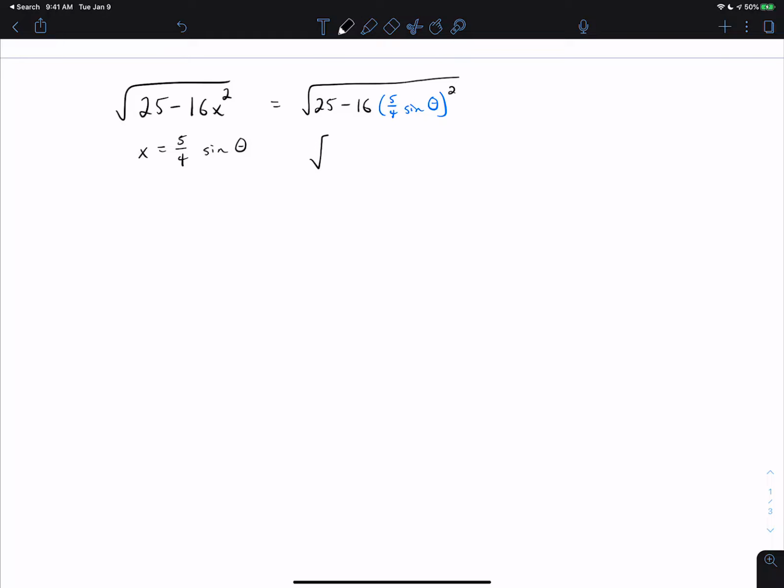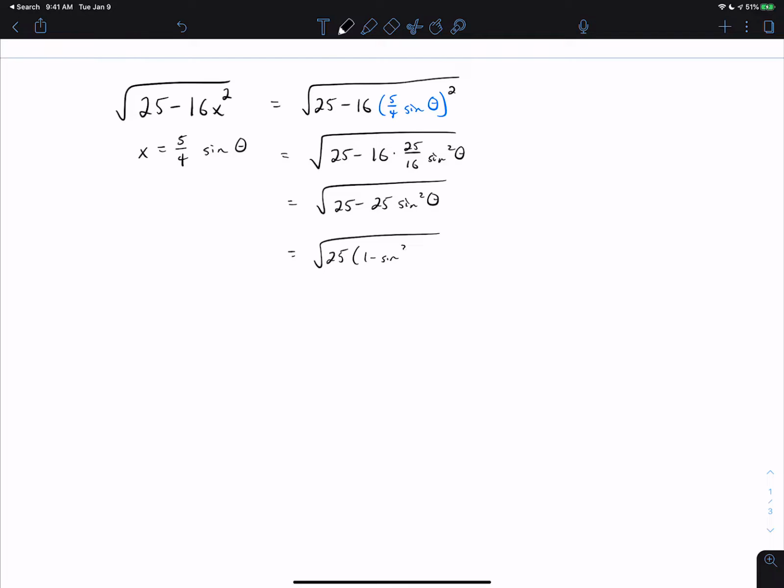And so if you simplify that, you get 25 minus 16 times 25 over 16 sine squared theta. The 16s then cancel, so we get 25 minus 25 sine squared theta. The 25s factor out. And because we have 1 minus sine squared is the same as cosine squared based on the Pythagorean identity, we know that this is 25 cosine squared theta.